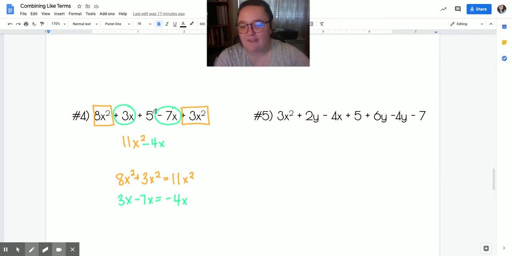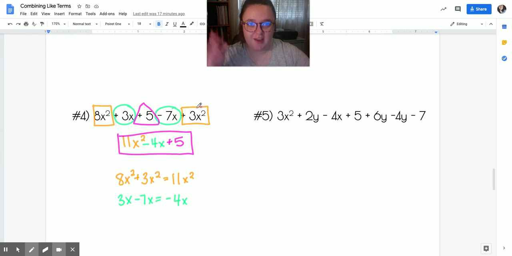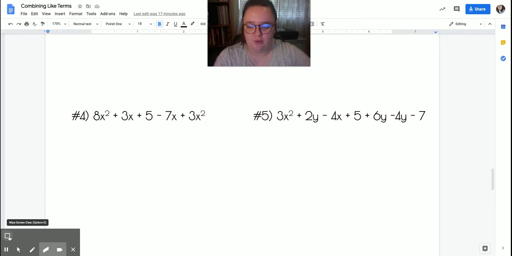But I cannot forget about that last player up there, right? He does not have any like terms. There's nobody that's a like term for him, so you just have to bring him down in your answer. You can't forget about him. So there is your answer. You went from 1, 2, 3, 4, 5 terms down to 3 terms. You made it simpler. You simplified them. You're going to start becoming so good at this to where you don't have to show that work that was down here, right?